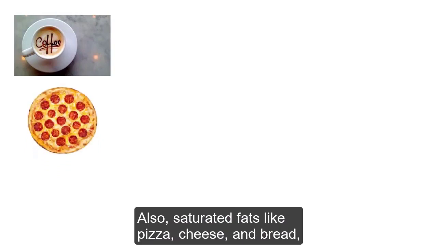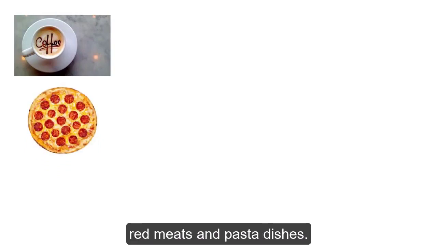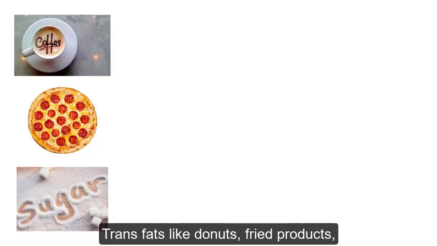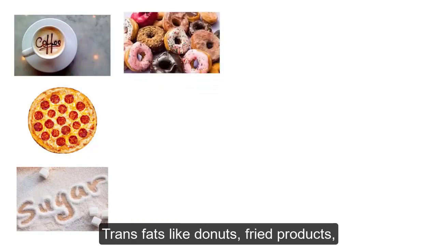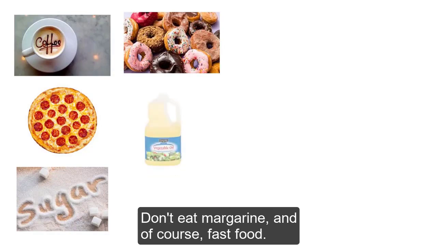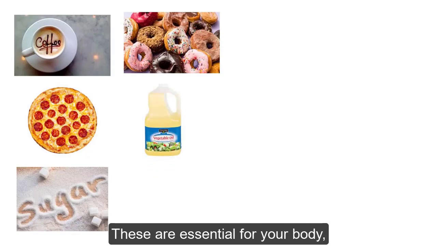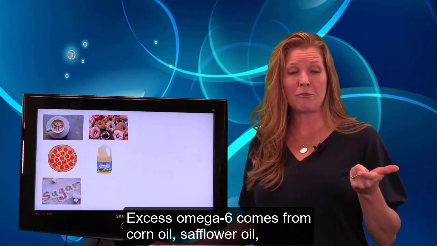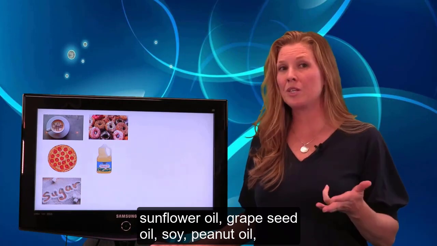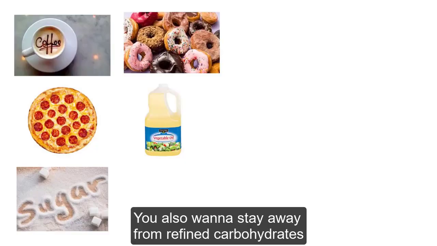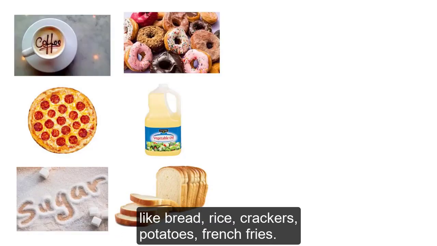Also, saturated fats like pizza, cheese, and bread, red meats, and pasta dishes. Sugar, this includes honey, high fructose corn syrup. Trans fats like donuts, fried products, processed foods, frozen foods, and margarine. Don't eat margarine. And of course, fast food. Excess omega-6 fatty acids. These are essential for your body, but you need a healthy balance. Excess omega-6s come from corn oil, safflower oil, sunflower oil, grapeseed oil, soy, peanut oil, vegetable oil, mayonnaise, and many salad dressings. You also want to stay away from refined carbohydrates like bread, rice, crackers, potatoes, French fries.